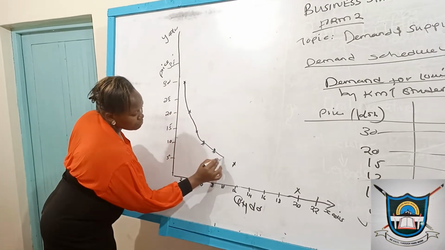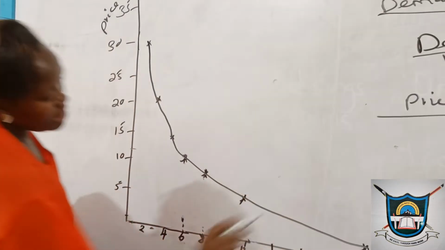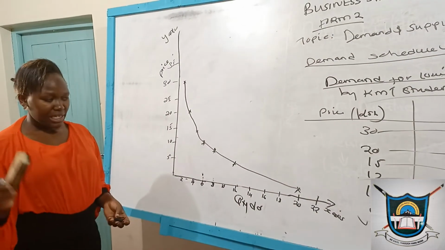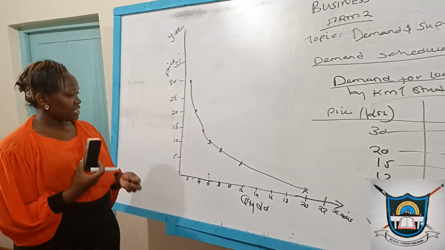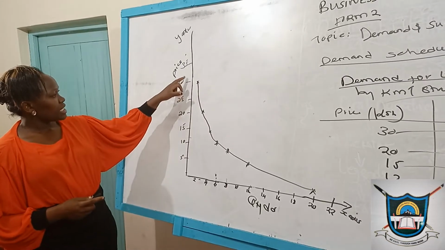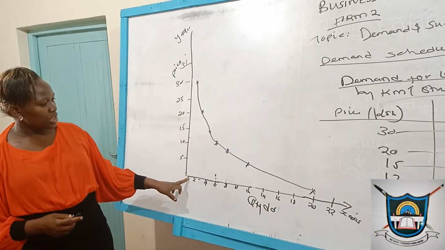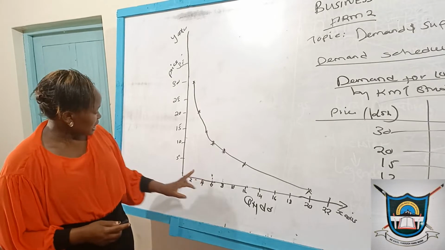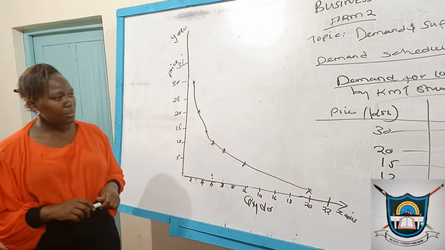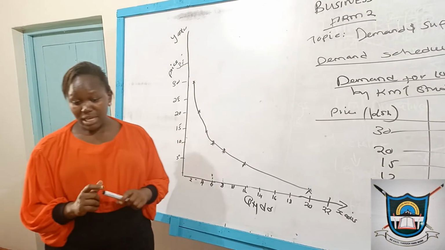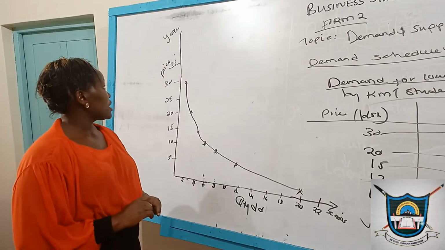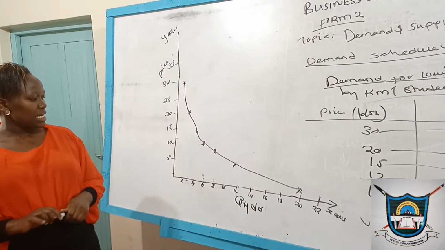So you join like that. And that now is our demand curve. From the demand curve, it is well clear. You can see that with an increase in price, the quantity demanded goes down, and with a decrease in price, the quantity demanded goes up. Simply because, as we said, when the prices are lower, the purchasing power of the consumers increases. So that is the demand curve.